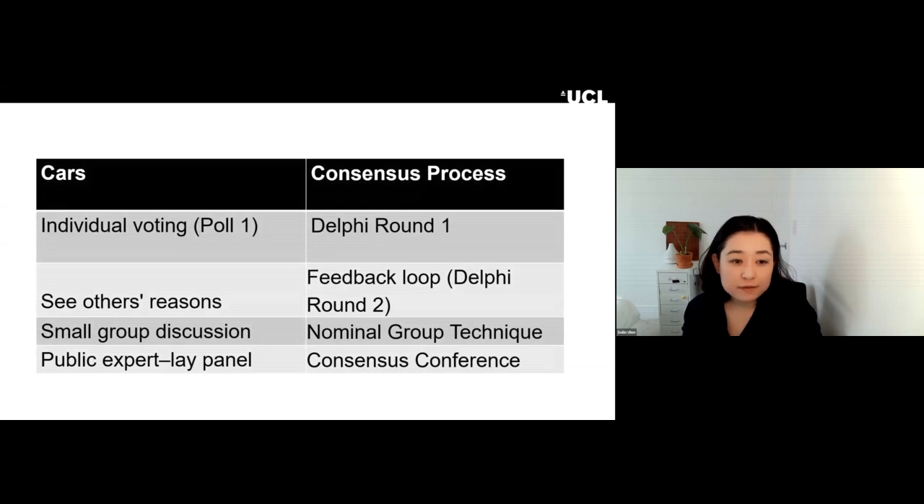This might have felt like a game, but it mirrors real consensus methods. If I send you that poll privately over multiple rounds with feedback in between, that's the Delphi process. If I put you in small groups to discuss before voting, that's like a nominal group technique. And if I made this a public debate with experts and lay people, that's a consensus conference. Same underlying dynamics, but different packaging.